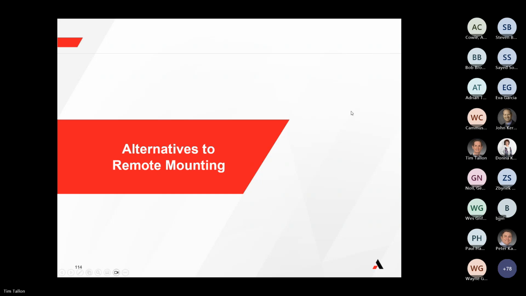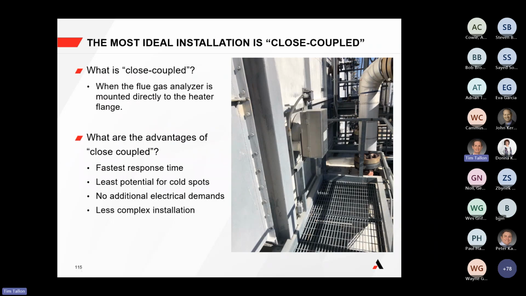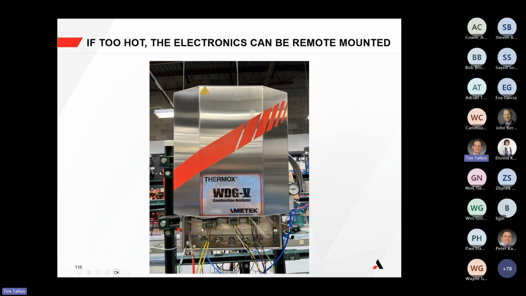Now, if close coupled is what we recommend, and that's ideal, it has all the advantages we talked about before: fastest response time, least potential for cold spots, no additional electrical demands. It's the least complex of the installations. If you were confronted with some of the earlier things about the nozzle being too hot, or grade level, or some of those things, I did want to show you some creative examples of things that we've done in order to support customers at the process flange. So one example, if it's too hot, the electronics can be removed and remote mounted.